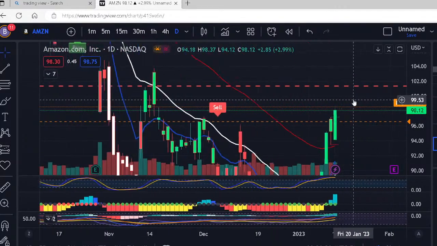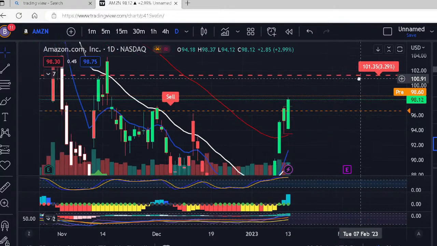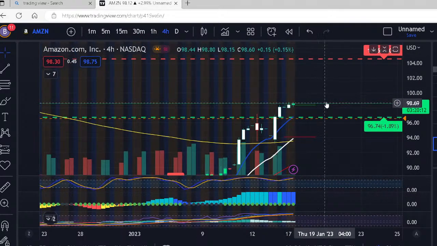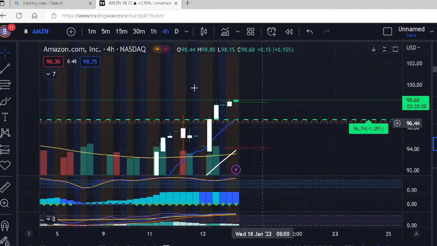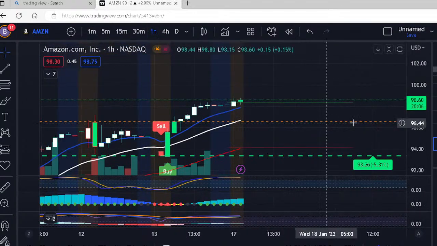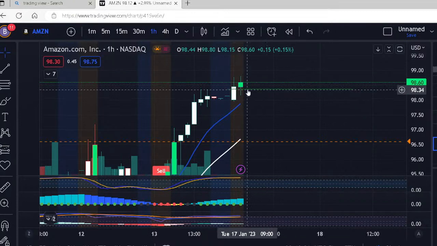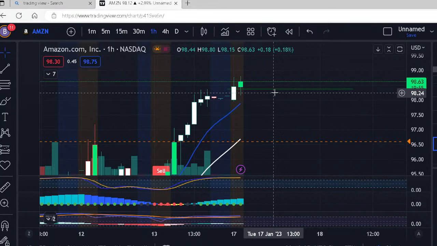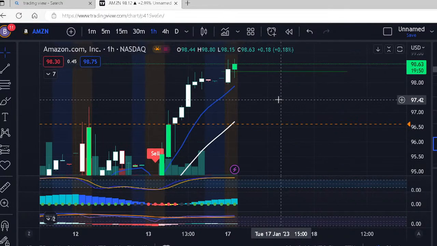Okay, so there's big resistance right here at 101.35 on Amazon. On the daily, let's jump to the 4-hour chart. It's just at that do or die point, so you want to see it make previous day high support for the next leg up. If it fails to break it, obviously you enter below previous day high, and previous day high will be your stop. So just keep that in mind.